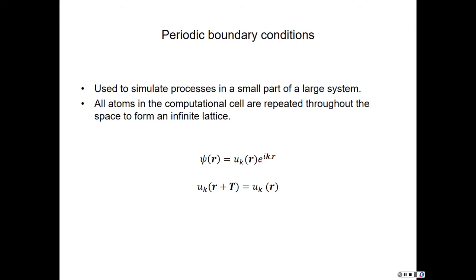Now, periodic boundary conditions. Periodic boundary conditions are used to simulate processes in a small part of a large system. All atoms in the supercell are repeated throughout space to form an infinite lattice. Here we can see the wave function, it's a plane wave function, and this T is a translation vector.